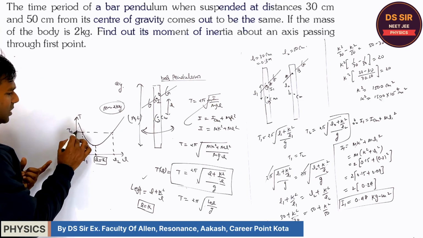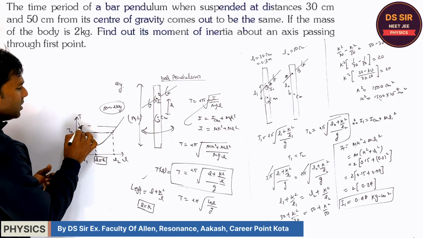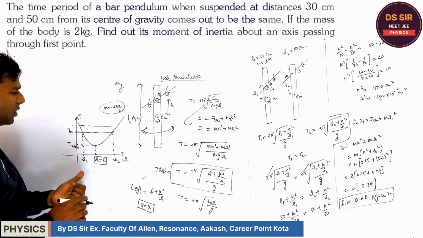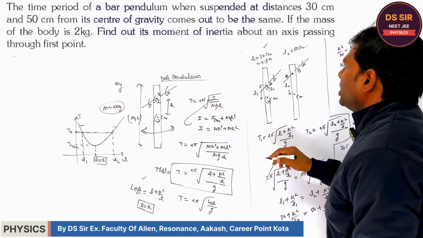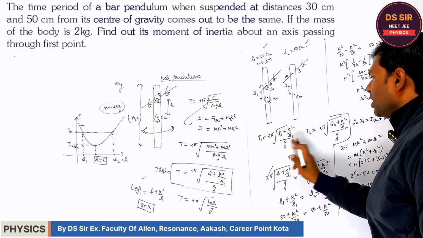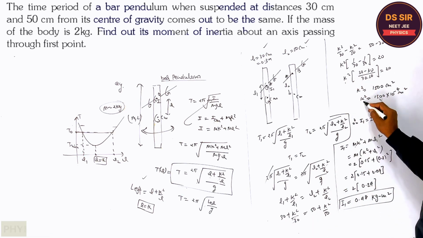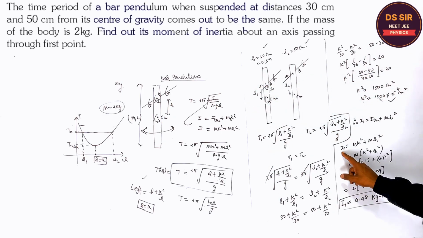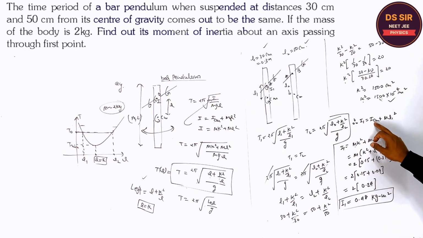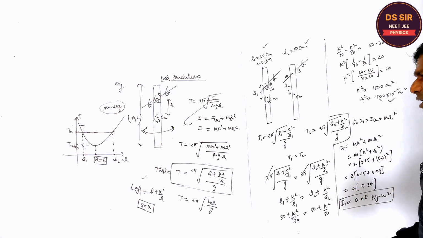Now from this graph you will see that for the same time period, this is the length L1 and L2, or you can say the time period will be the same for the two different lengths L1 and L2. In this question, L1 is 30 centimeter, L2 is 50 centimeter, and the time periods are both the same. So we will calculate, and from here we have found the radius of gyration K square. They are asking the moment of inertia about this axis. So the moment of inertia I is equal to ICM plus MD square, that is MK square plus M L1 square. When we calculate, you will get the answer. I think it should be clear, right?